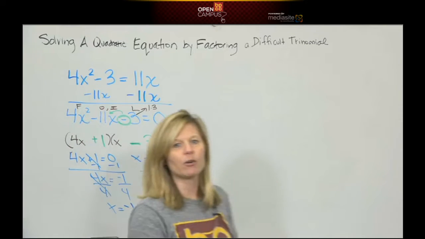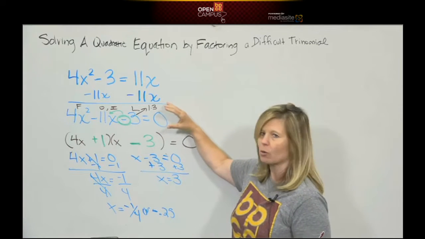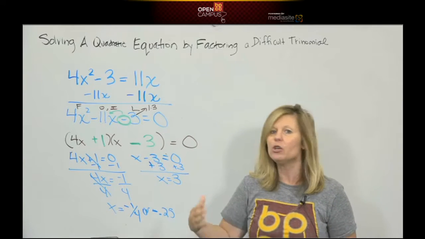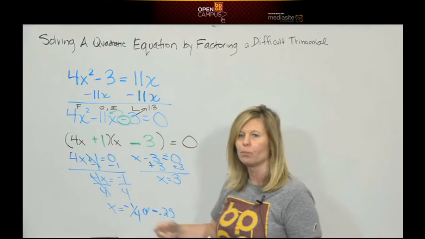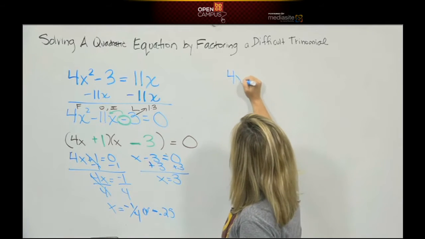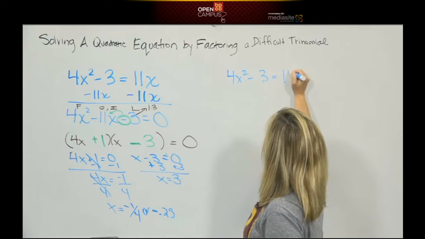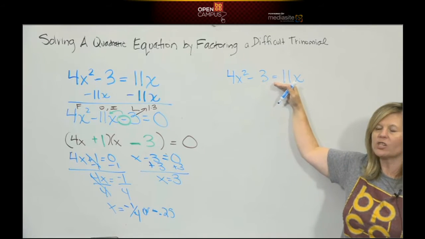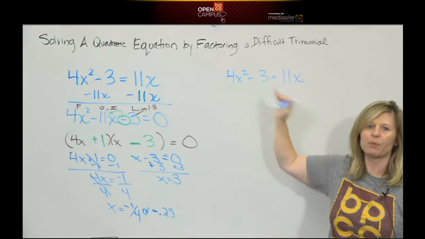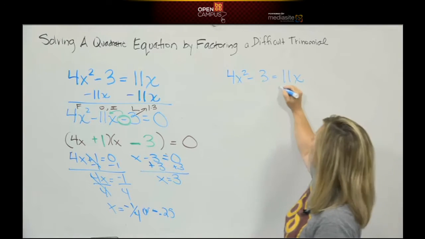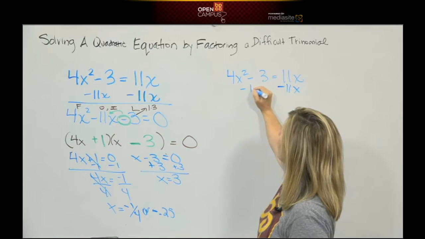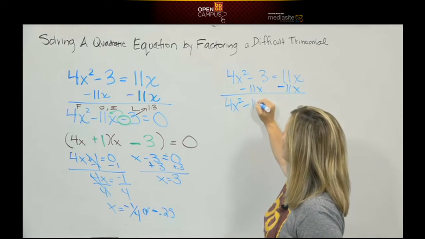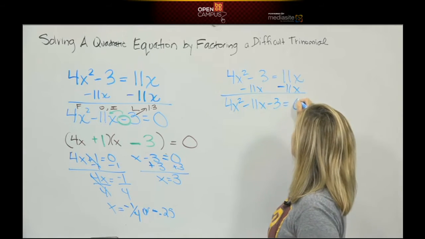Now, if you're not a fan of doing the backwards FOIL method to factor a difficult trinomial, that's fine. But then you better know the other method, which is grouping. So I'm going to write the equation again up here, just to make sure we go through the steps. It's a quadratic equation because it has an equal sign and it has an exponent of 2. First step is to set it equal to 0, so I still have to move the 11x over to the left. I write my new left side in the correct descending order.